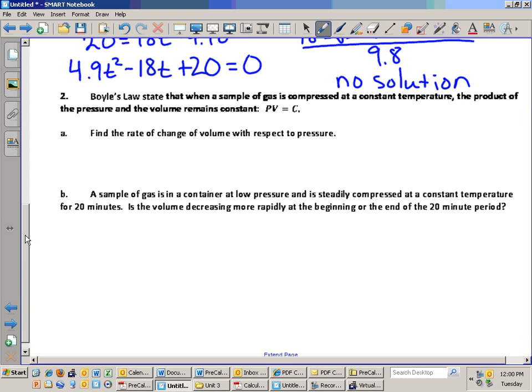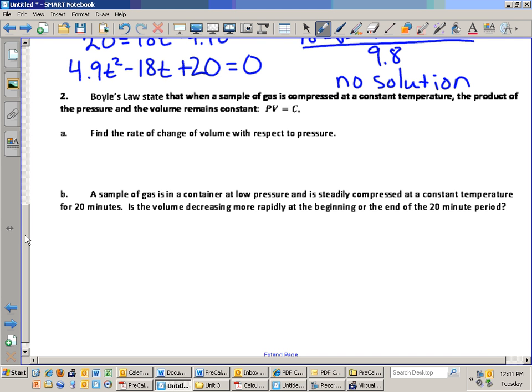Couple more problems. Neither one as long as that. Boyle's law. Boyle's law states that when a sample of gas is compressed at a constant temperature, the product of the pressure and the volume remains constant, namely that P times V is equal to C. Do you guys know that? Okay, you learned that in chemistry, I'm assuming?